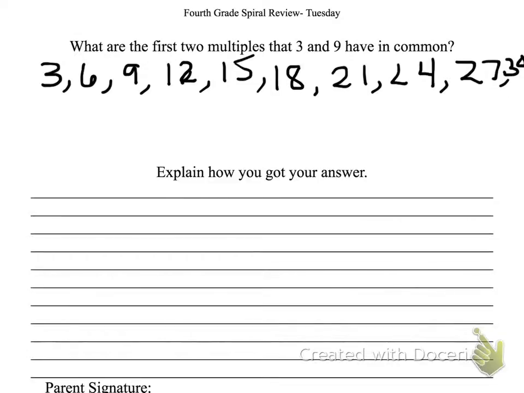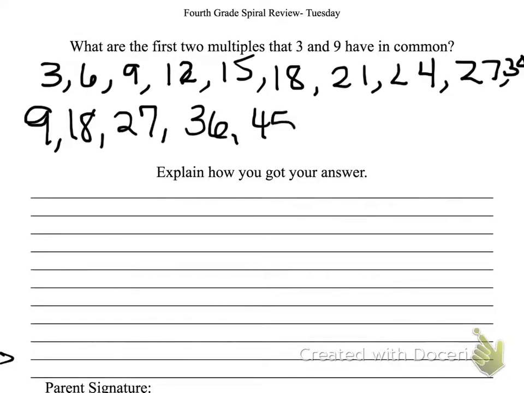I'm going to do the same thing for 9 and see if there's enough of them to find in common. So it would be 9, 18, 27, 36, 45. I'm not going to keep going because I have some pretty high numbers. So I want to know ones that they have in common because that's, again, what the question was asking.